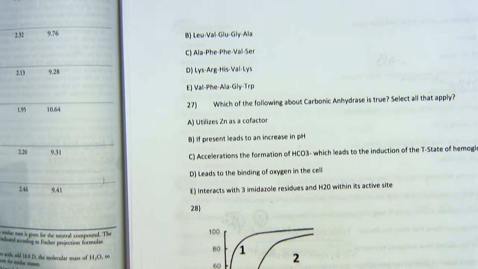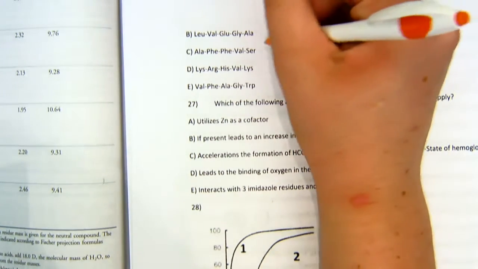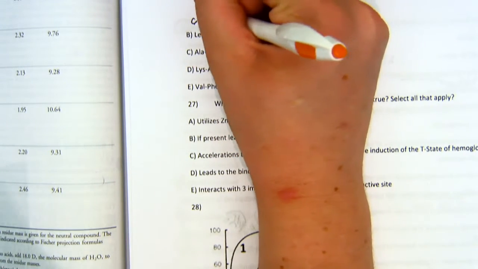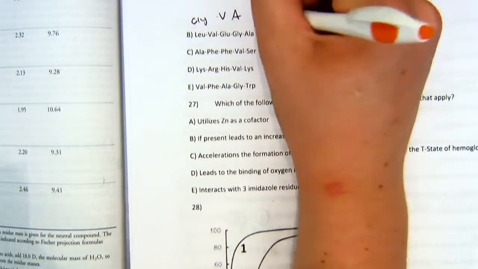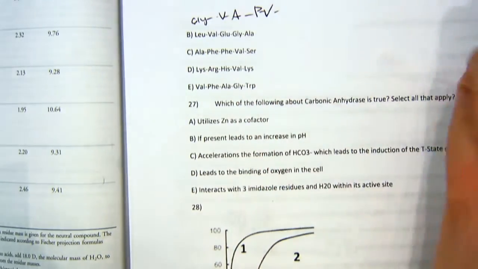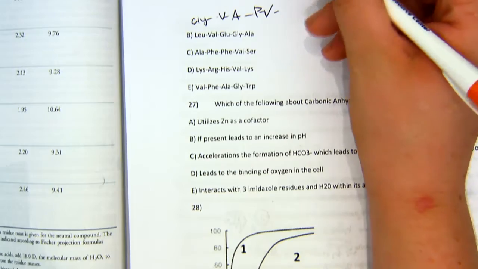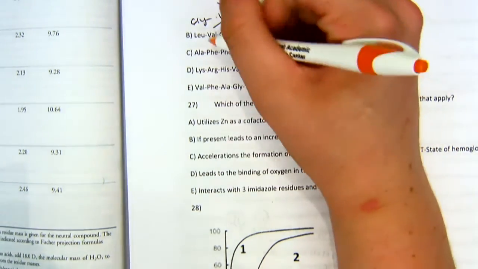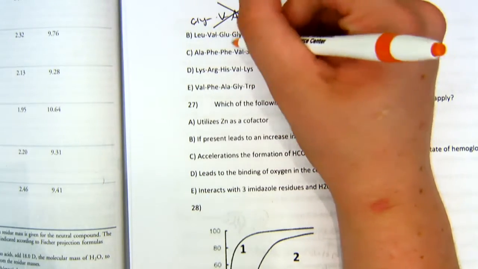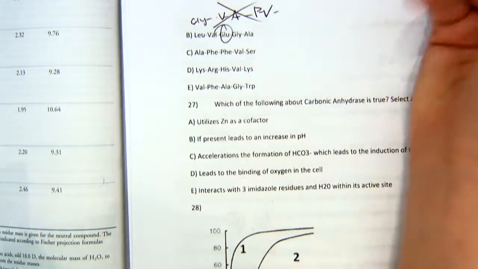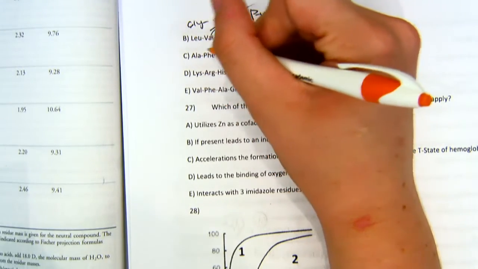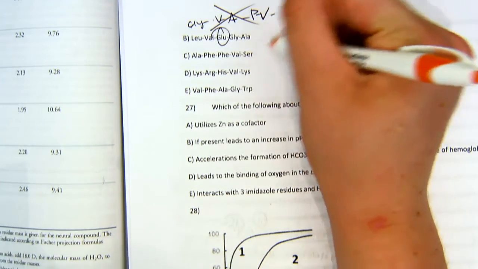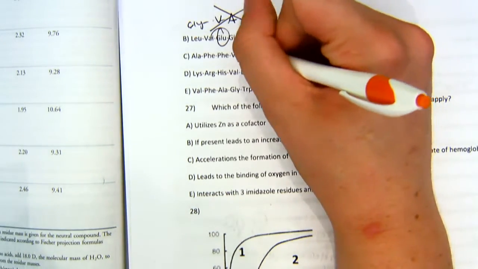So in this case, let's see. The first one was glycine, valine, alanine, phenylalanine, and valine. Do those have any charges? Not really, right? So we can exit that. The next one, leucine, valine, glutamic acid, glycine, alanine. So we got one there. Alanine, phenylalanine, valine, serine. No major positive or negative charges, though serine is polar.